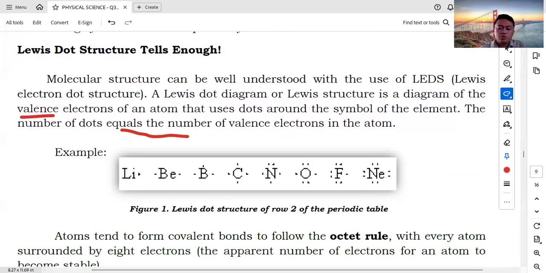Your lithium belongs to group 1. Therefore, it has 1 valence electron. Your beryllium belongs to group 2, so it has 2 valence electrons. Your boron belongs to group 3, that's why it has 3 valence electrons. Your carbon belongs to group 4, that's why it has 4 valence electrons. Nitrogen has 5 valence electrons since it belongs to group 5. Oxygen belongs to group 6. Fluorine belongs to group 7, while neon belongs to group 8.